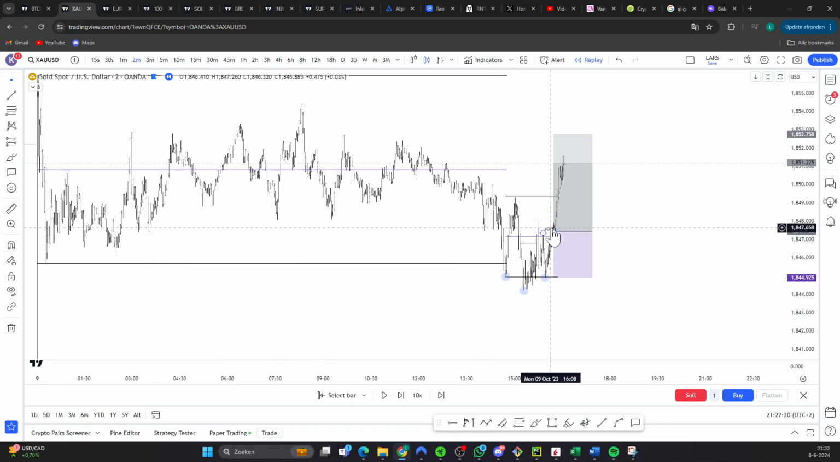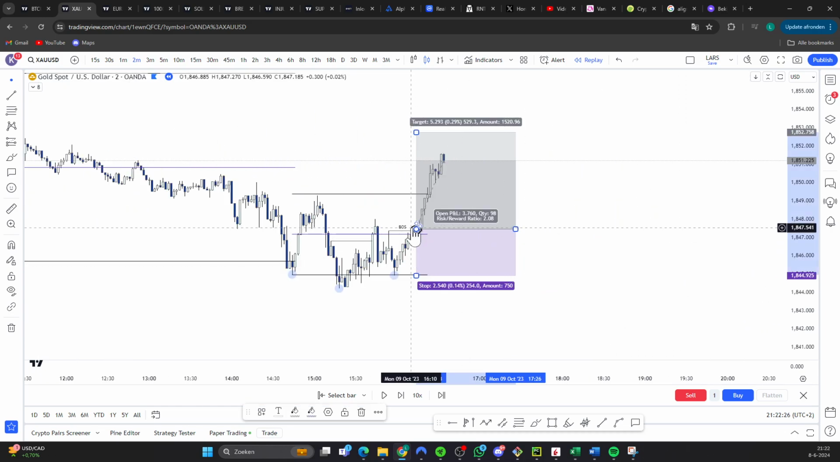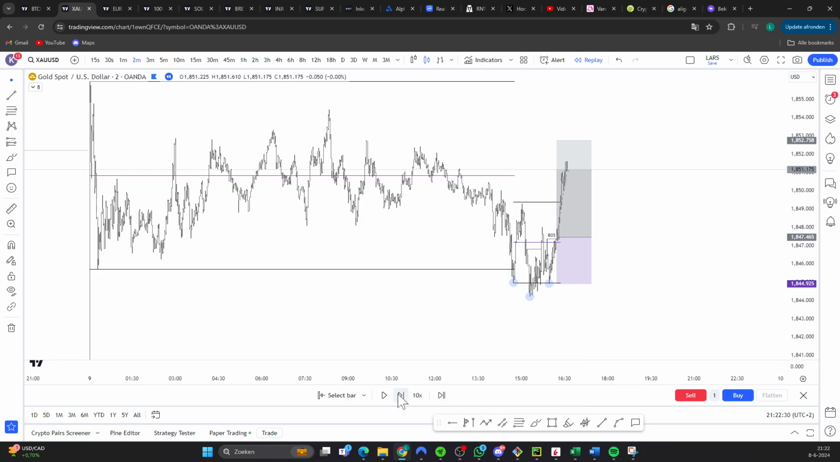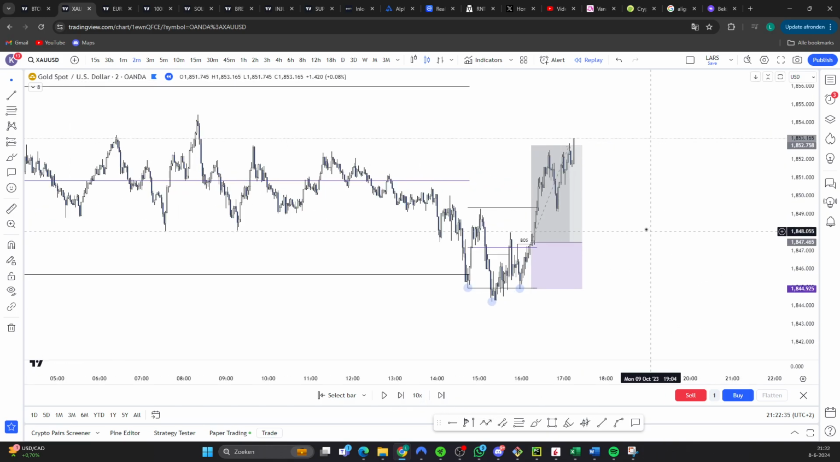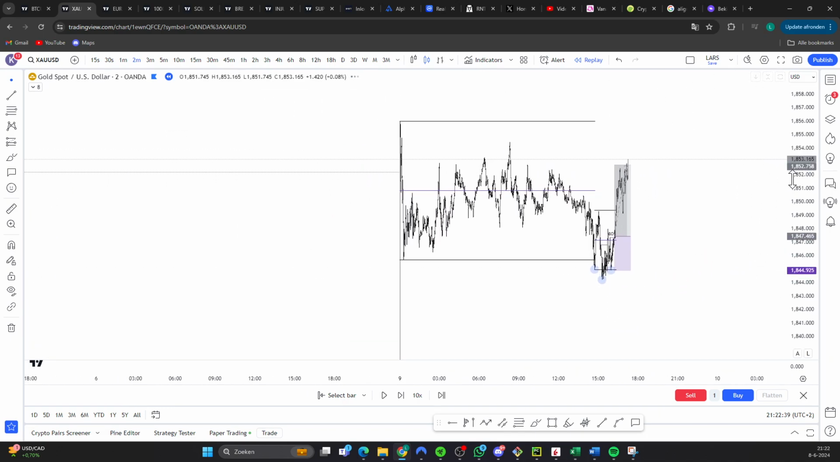Let me get rid of that black drawing. Let's see if that hits. There you go. So there would have been a nice little 2% scalp.